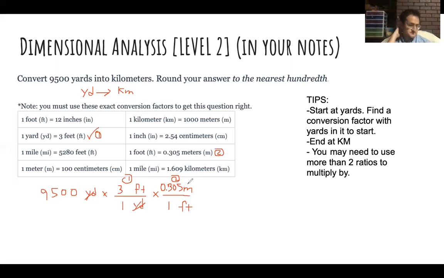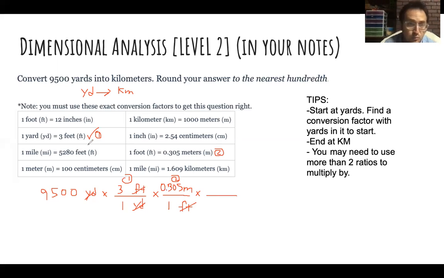Meters. And now my feet can cancel out. All right. Now, so I'm at meters. The question's asking me for kilometers. So I need to choose a third conversion. And this is why it's level 2, because you're choosing more than one.